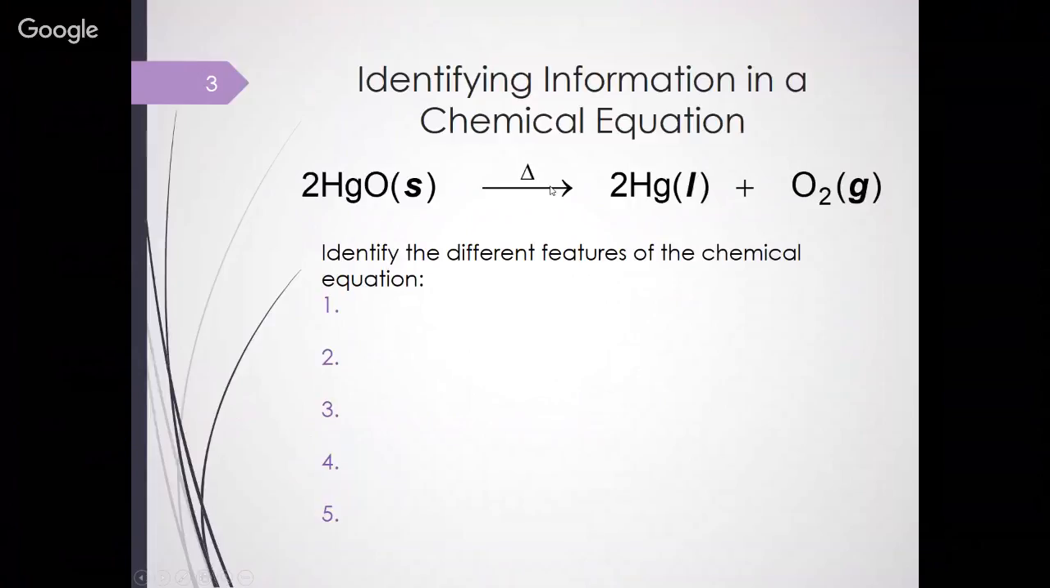Sometimes there's a little triangle written above the arrow, and that just shows that there was heat involved, or heat was needed. So the 5 different things are: we indicate states of matter, we have reactants on the left, products on the right, we're expressing the amount of substances, which is basically like a chemical recipe, and sometimes we indicate that heat is involved.